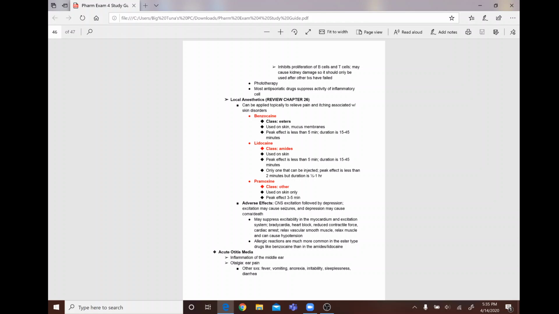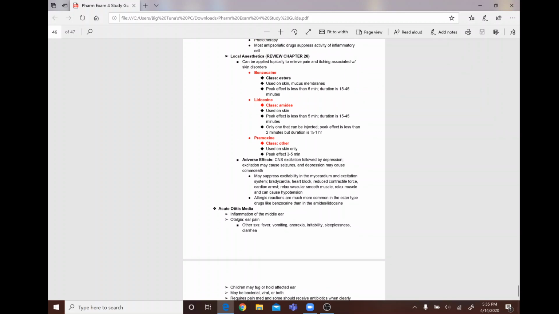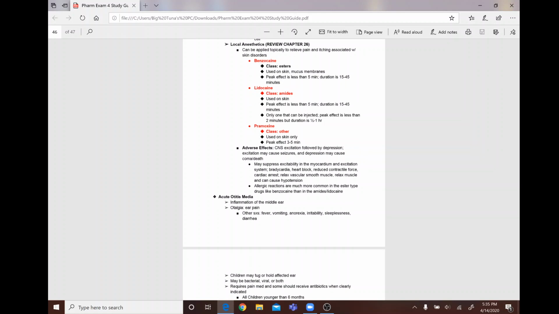Pramoxine is what type of drug class? Other. What do we use pramoxine on? Only the skin. What's the peak effect of pramoxine? 3 to 5 minutes. What are the adverse effects of local anesthetics? CNS excitation, followed by depression. Excitation may cause seizures, and depression may cause coma and death.